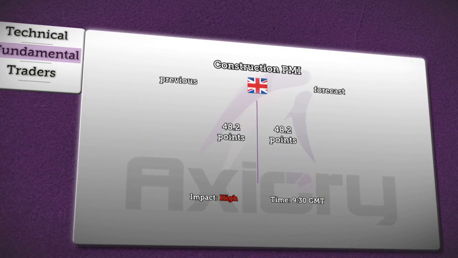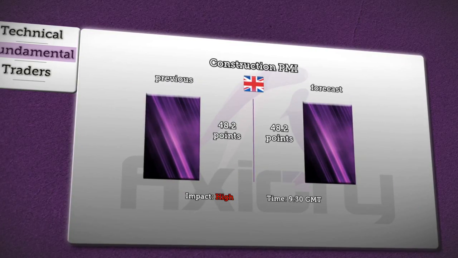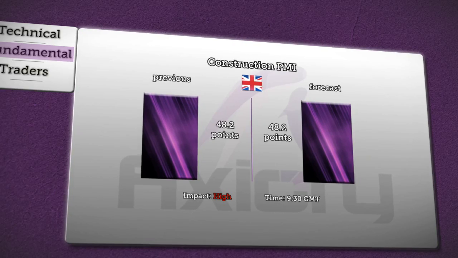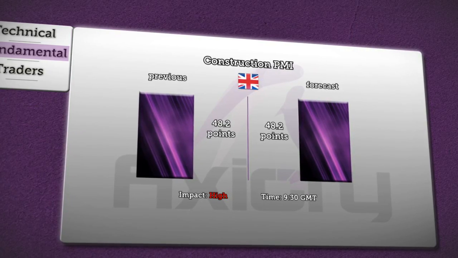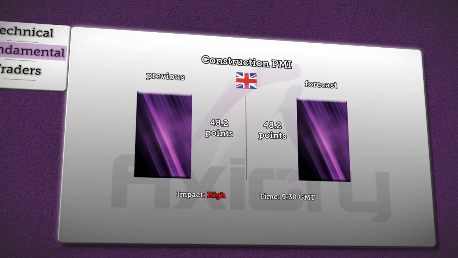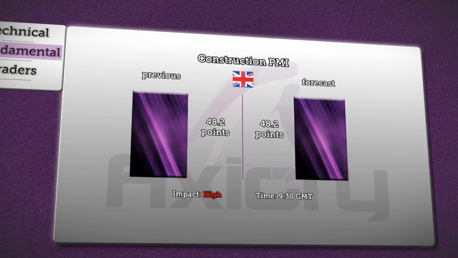Next, we have three UK news with a high impact on the sterling. First news will be reported at 9:30 a.m. GMT about construction PMI, which fell in the last survey to 48.2 points. Analysts expect that the figure will remain unchanged and it will continue indicating contraction in construction.